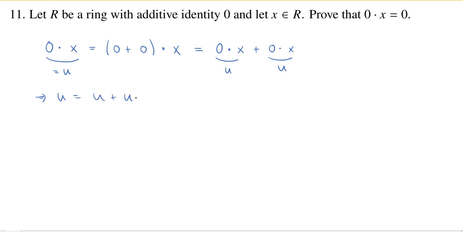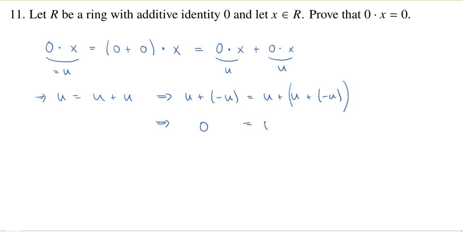But one of our other ring axioms is that every element in the ring has an additive inverse. So u itself has an additive inverse, so we're going to add that additive inverse to both sides. So u plus the additive inverse, which we denote by negative u, will equal u plus u plus the additive inverse of u. And again, because we're working in a ring, we have associativity, so I can put some parentheses here to denote I'm going to add these two first. All right, u plus its additive inverse, that by definition is equal to 0.